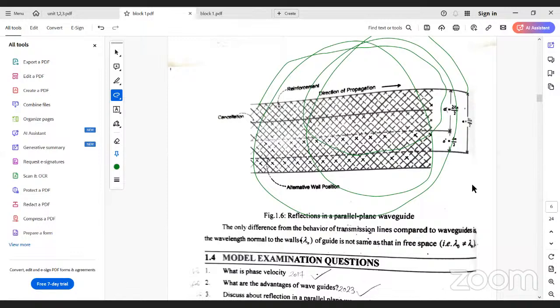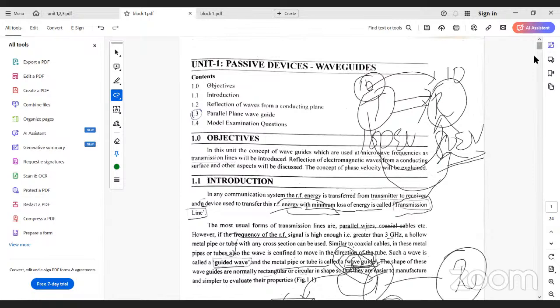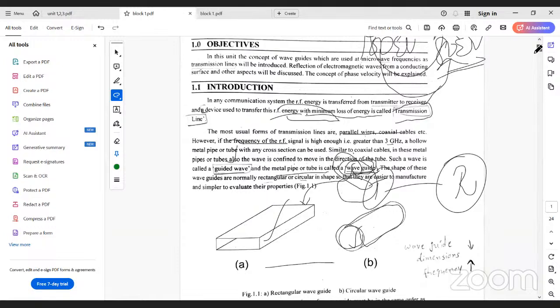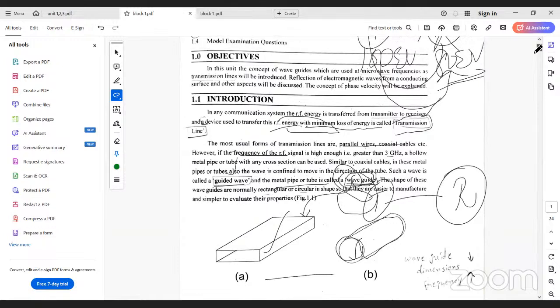We will recall once again what we discussed. First one is introduction. In the introduction, we discussed that I am sending a wave from transmitter to receiver with radio frequency energy, but some energy is lost from the transmission side to the receiving side. That is called a transmission line.